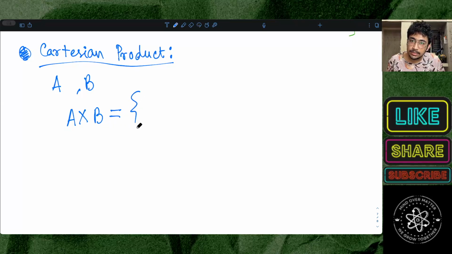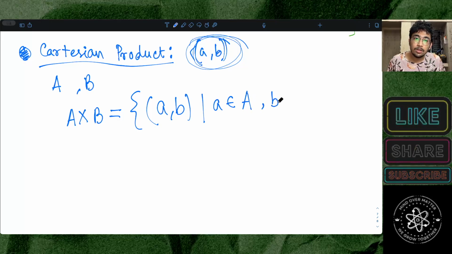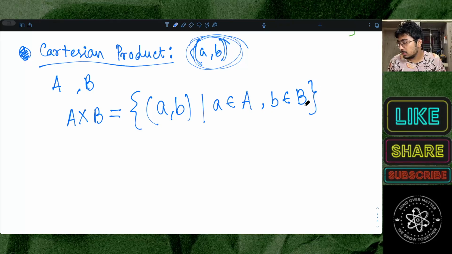It is basically all the elements inside a first bracket. In this case, the whole thing is an element. A is not an element, B is not an element, but the whole (a, b) is one single element. It contains elements such that small a belongs to set A and small b belongs to set B. So this is the definition of Cartesian product.